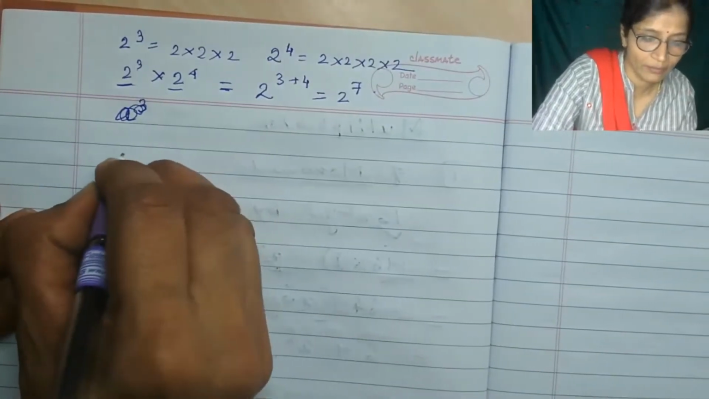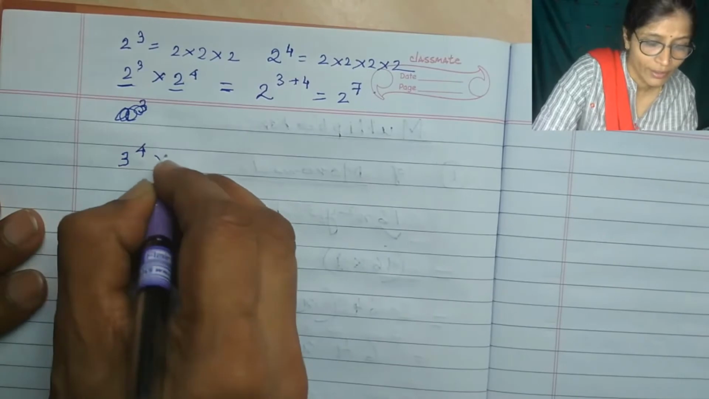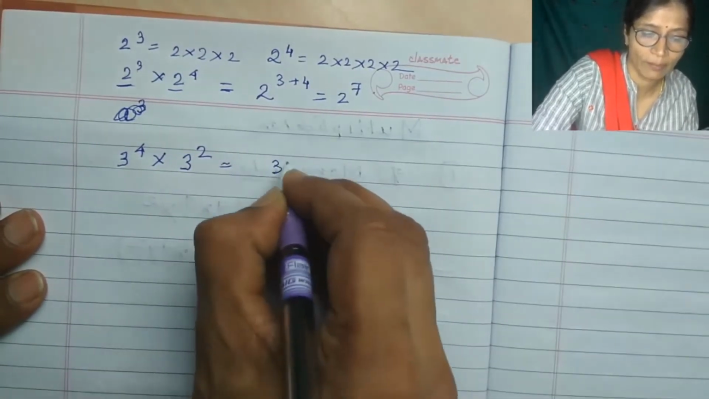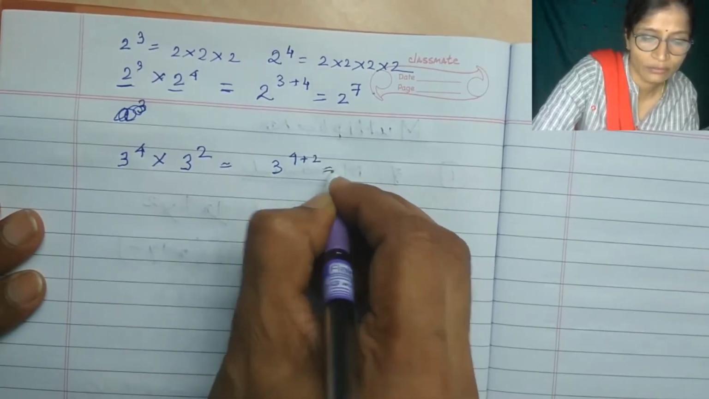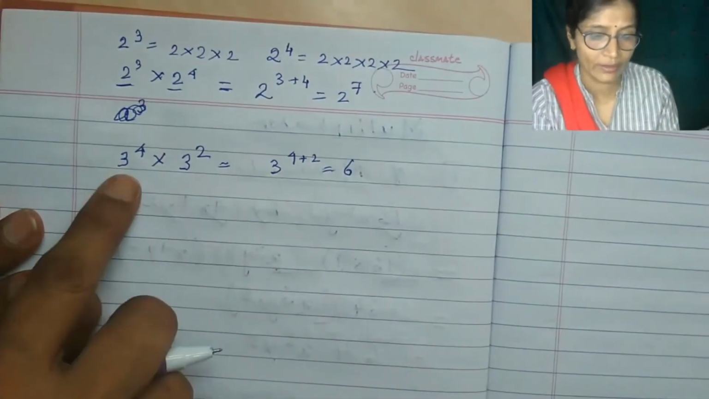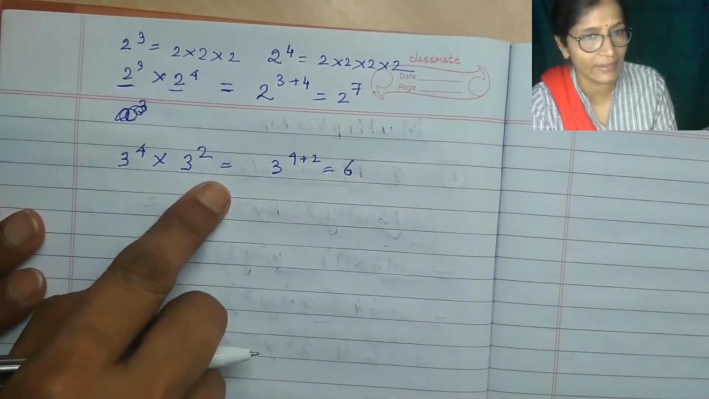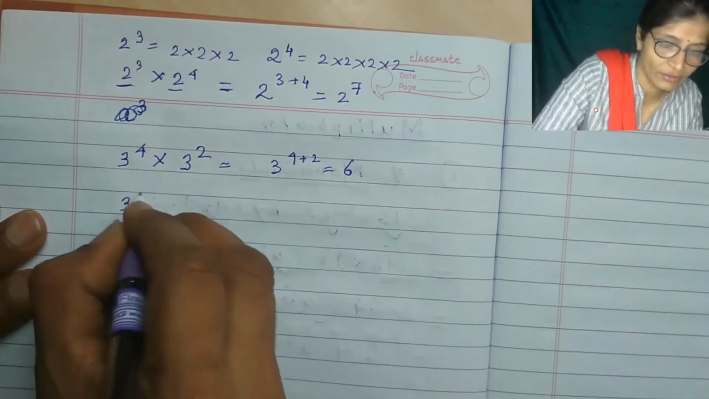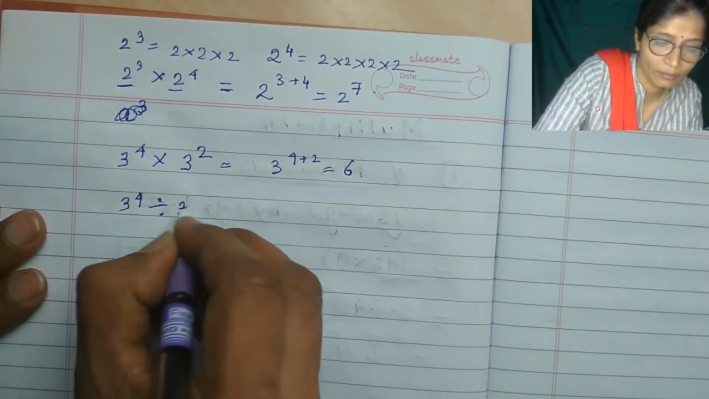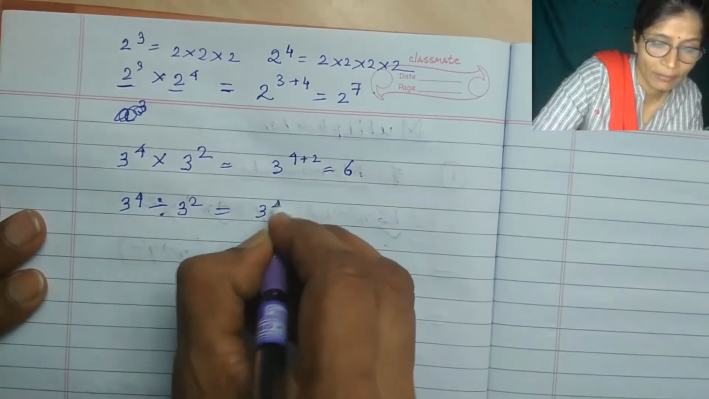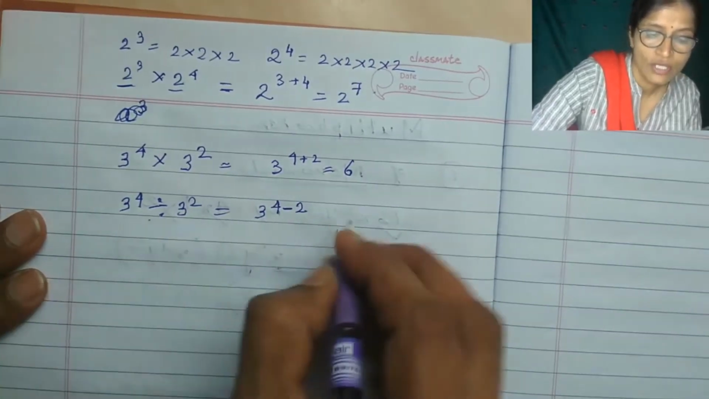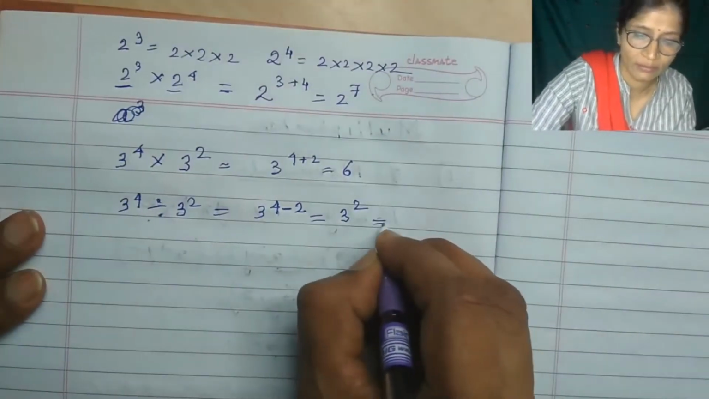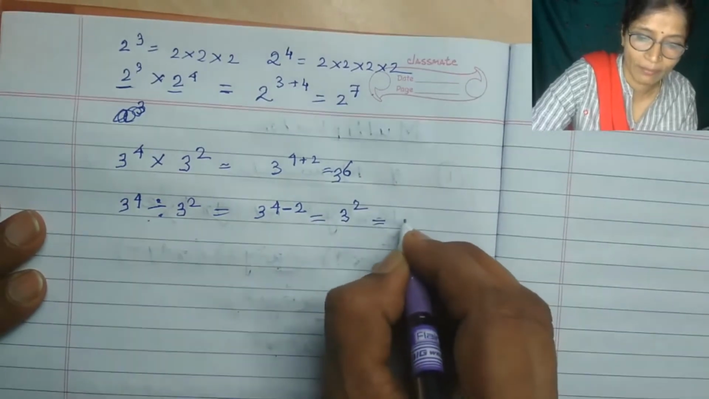Or for example, suppose 3 to the power 4 into 3 to the power 2, then it is equal to 3 to the power 4 plus 2, which is 6. I think you know, when multiplication is there, then powers are added, and when division is there, then powers are subtracted. For example, I write 3 to the power 4 divided by 3 to the power 2, then it is equal to 3 to the power 4 minus 2, because it is division, so powers will be subtracted. So the answer is 3 to the power 2, that is equal to, sorry, 3 to the power 2 is 9.